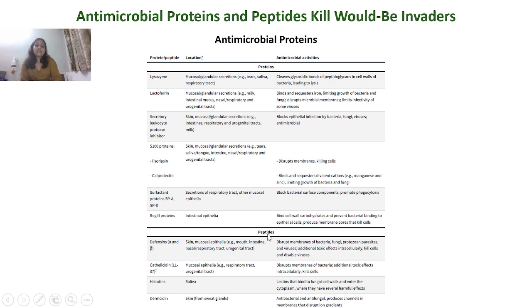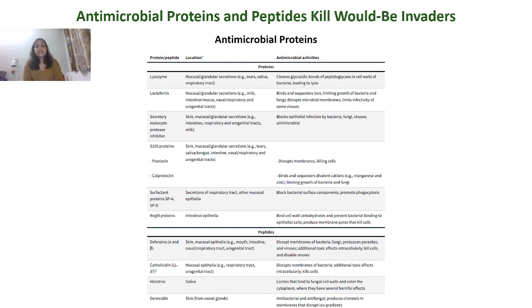There are proteins like S100 proteins, psoriasin, and calprotectin. They are also present in tear, saliva, intestine, respiratory, urogenital tract. They disrupt the membrane, they kill the cells. They also bind and sequester divalent cations like manganese and zinc. They limit the growth of bacteria as well as fungi.